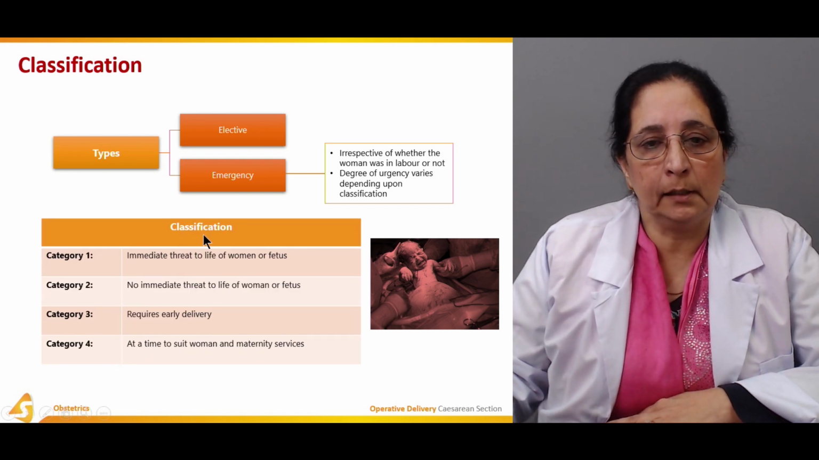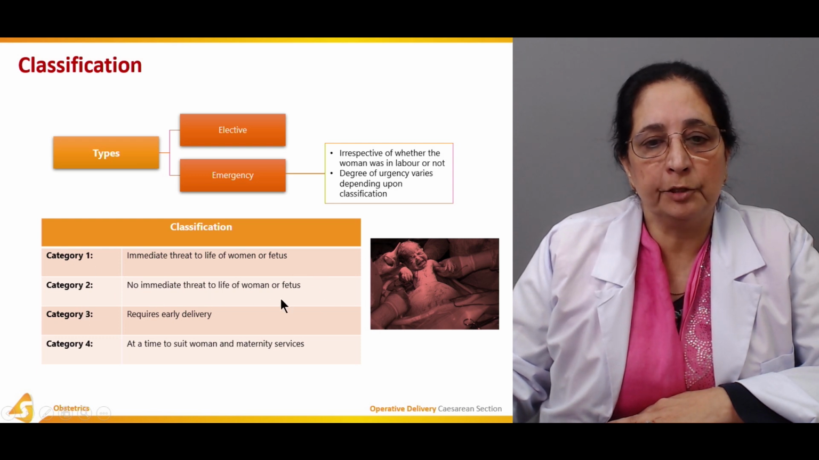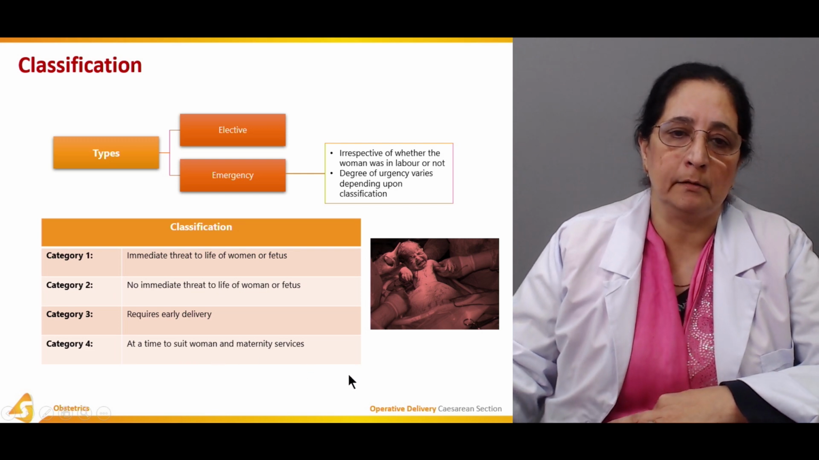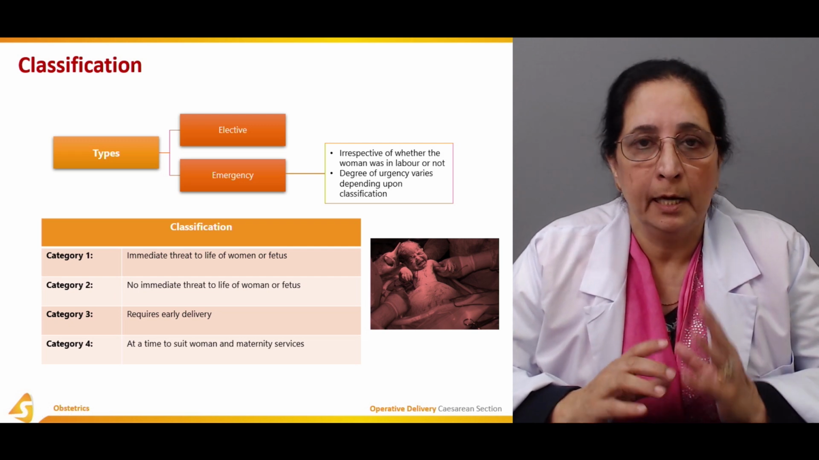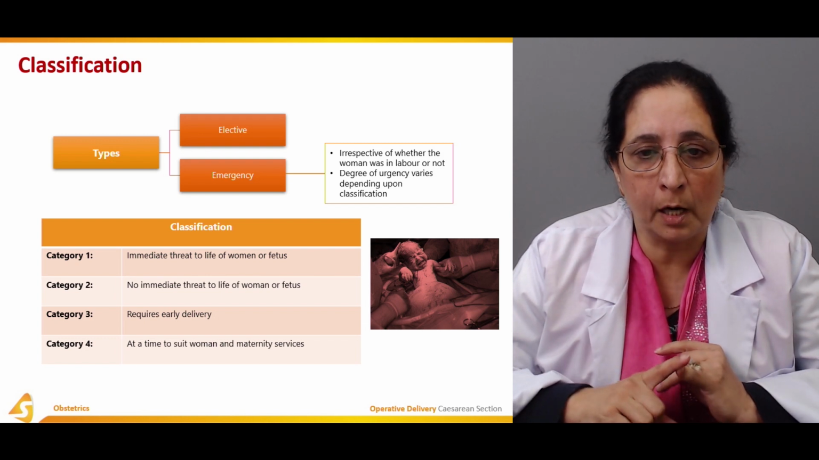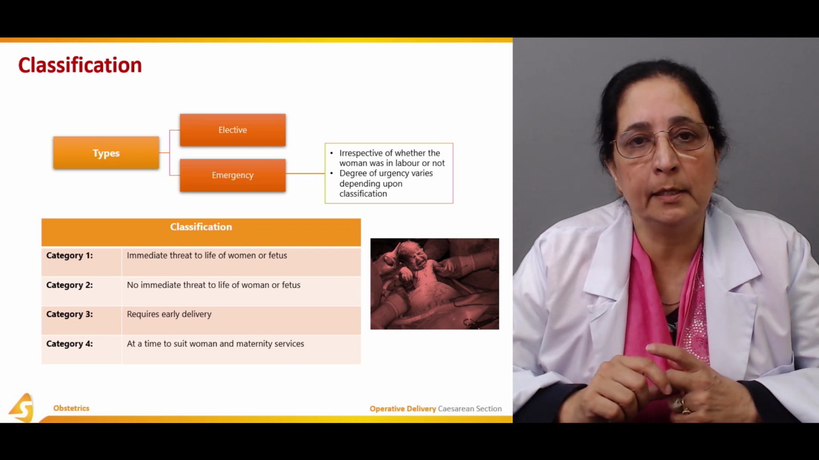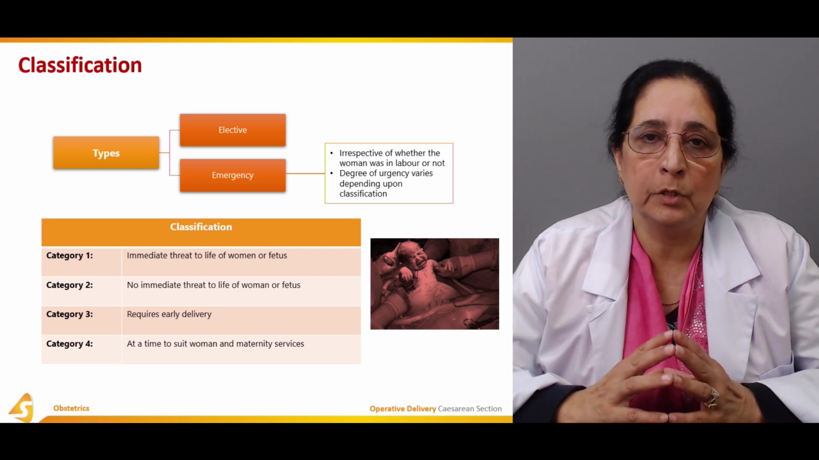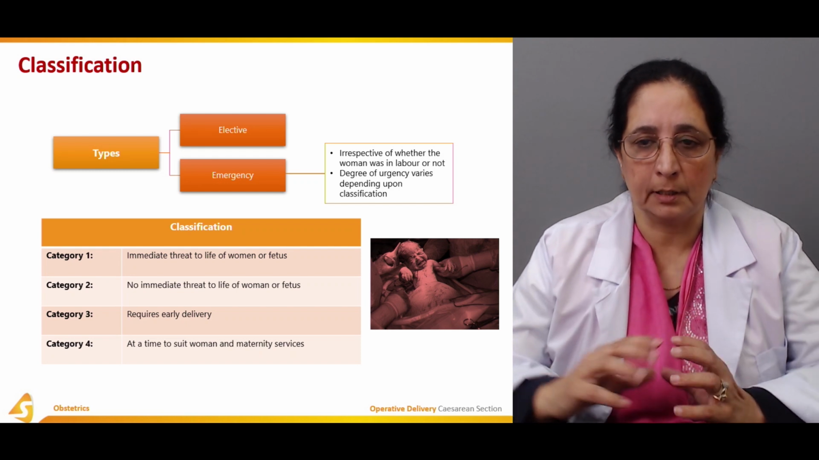These are the categories of classification. In category 1, there is an immediate threat to the life of the woman or fetus. In category 2, no immediate threat, but requires early delivery, and then category 4, at a time to suit the woman and maternity service. So all these are the classifications of emergency C-sections: immediate intervention required, no immediate threat to life of woman or fetus but requires early delivery, and time suitable. All these are the classifications for when we should perform C-sections.